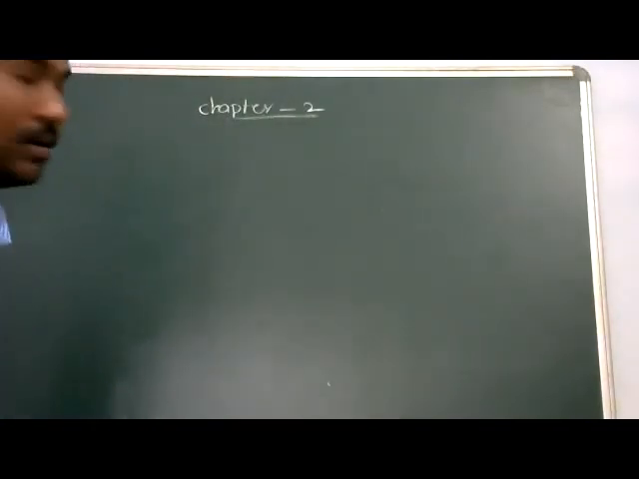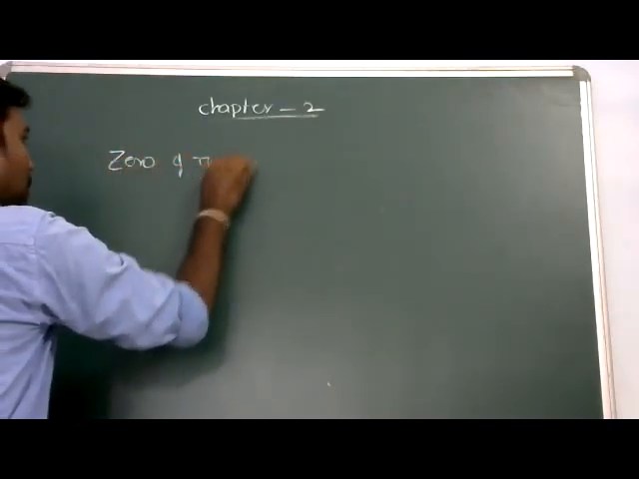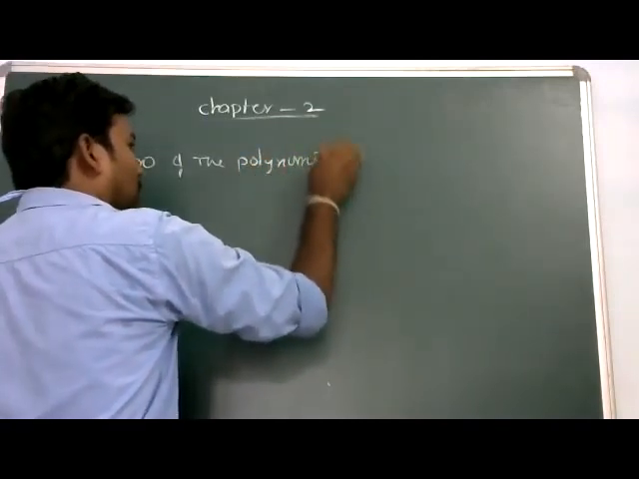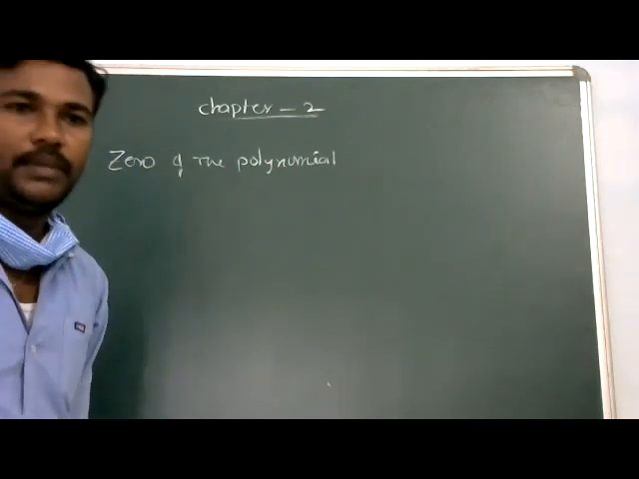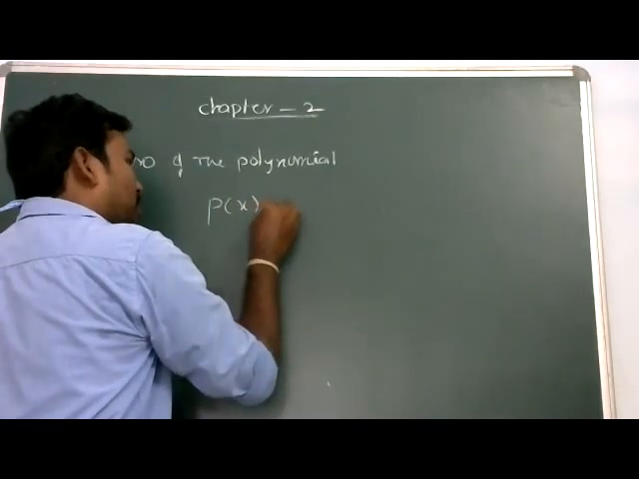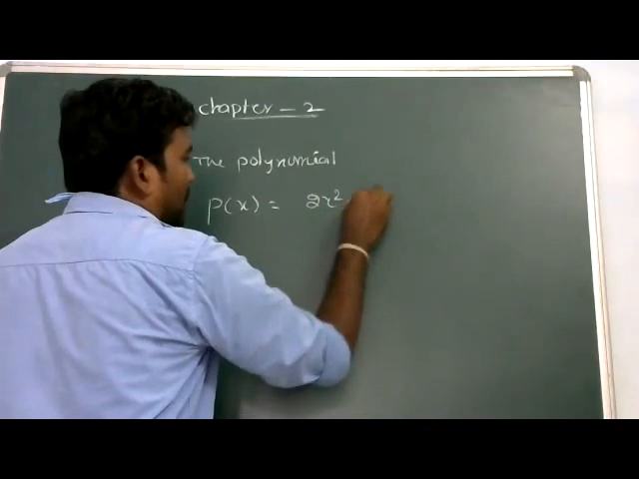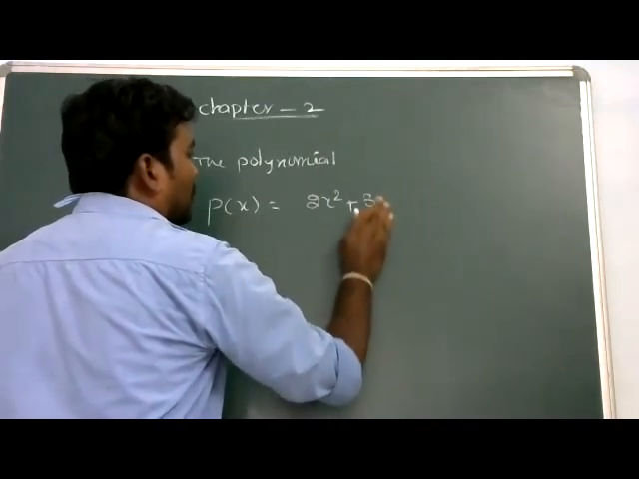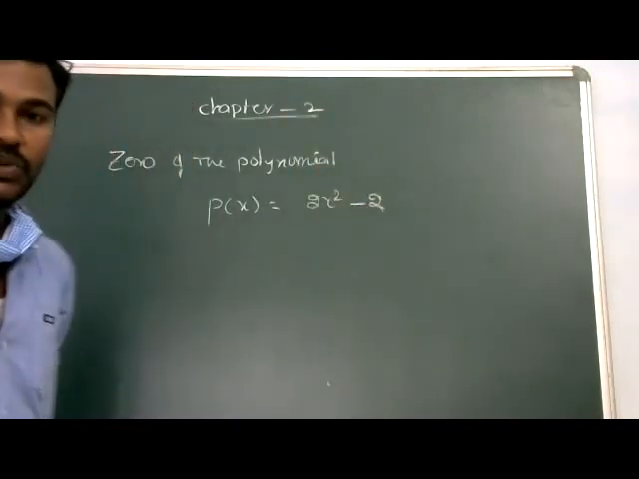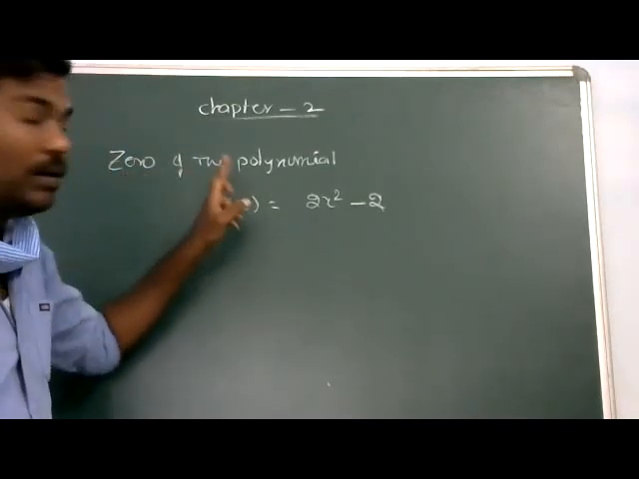Now, what is meant by the zero of a polynomial? Suppose p of x, that means polynomial of x, is equal to 2x square minus 2. Here you can observe the zero of the polynomial.